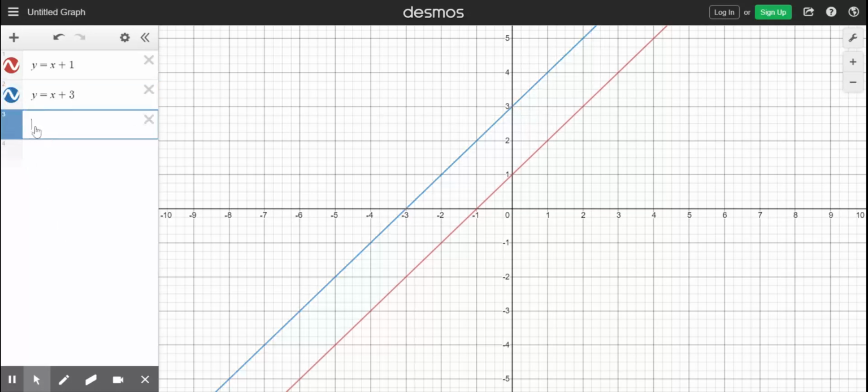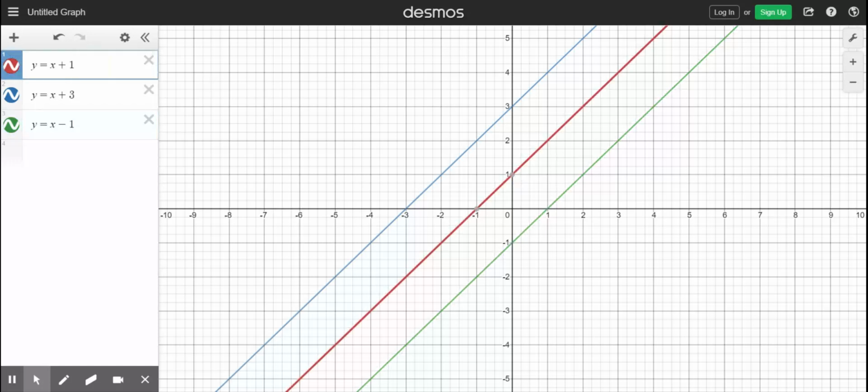Let's say, what happens if I translate down? What if I have y equals x minus 1 this time? The green line is y equals x minus 1. My original red line was y equals x plus 1, and now I have y equals x minus 1. Again, if we're going to use good math vocabulary, I have a translation down 2 units. My original graph, my b was positive 1. My new graph, my b is negative 1. That's a decrease of 2 units, and my graph has translated down 2 units.